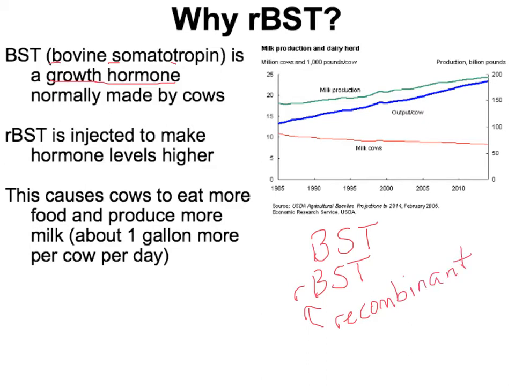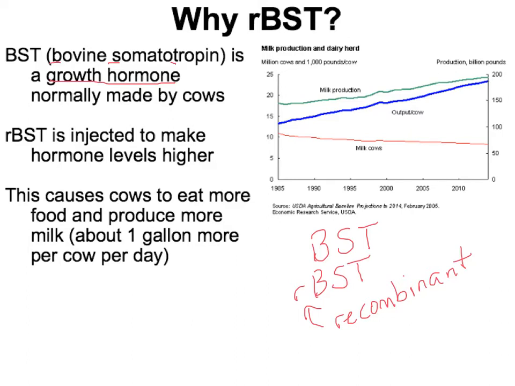And all that means is that you've switched around the DNA or did some cutting and pasting like we'll do today to make this artificially. So, bacteria are used to make RBST. That RBST is isolated from the bacteria, or taken out of the bacteria, and injected into the cows.